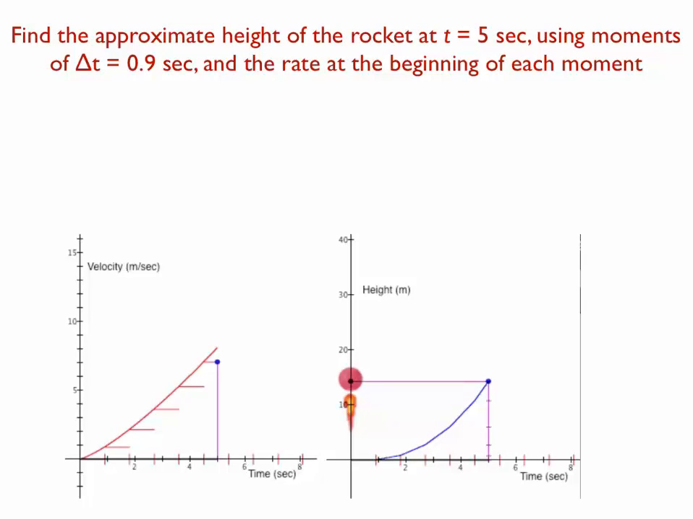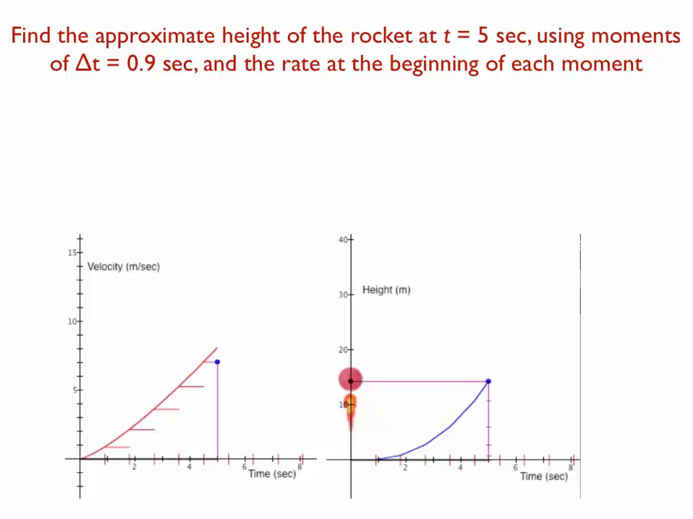So let's find the approximate height of the rocket. Our goal is to build... So here's a picture. What is this picture showing now? This picture is showing we're going to break up time into moments of 0.9 seconds. Is that a big moment or a small moment? 0.9 seconds. Very big. Right, we think of a moment as a small change around a value.